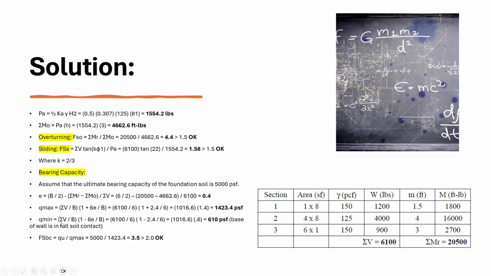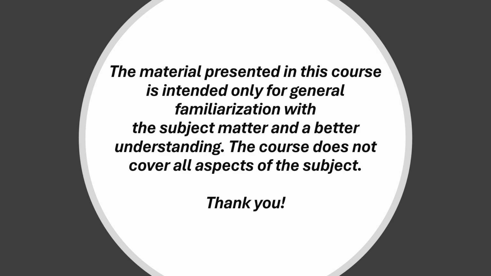And then you have to calculate the Q max and the Q min. So if you use this formula and replace the values, you can figure out that the max Q will be 1423.4, and if you replace in this formula, your answer is 3.5, and normally for the bearing capacity it is recommended to be more than 2. That is good again.